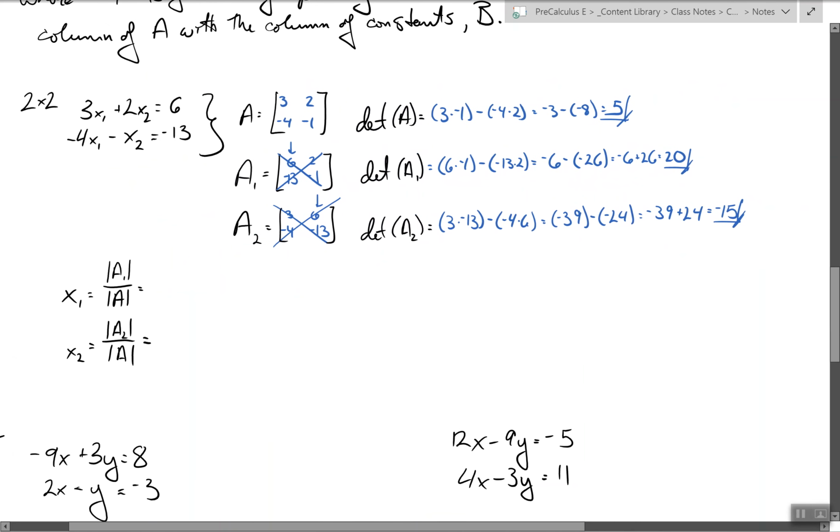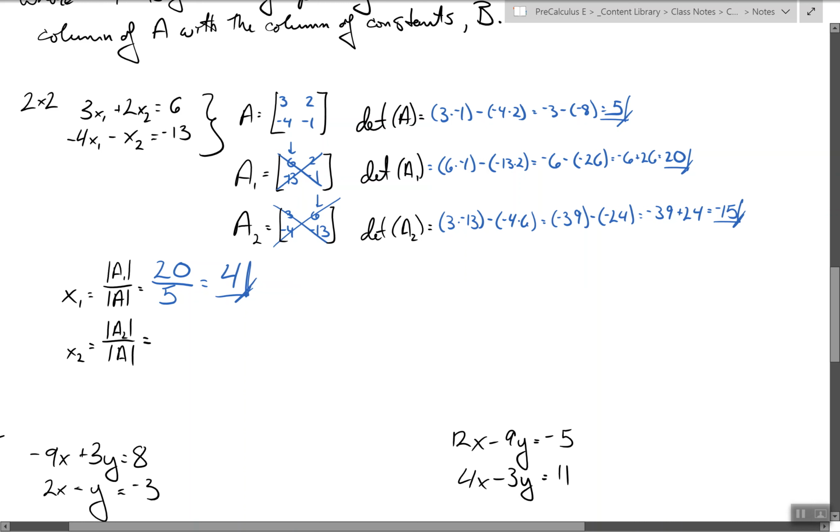To finish this out, we're going to take those numbers we just found and fill them into these two fractions here. So this is the determinant of A sub 1, the first one that we replaced. That number was 20, divided by the determinant of the original, which was 5. And 20 divided by 5, that's a nice easy solution of 4.